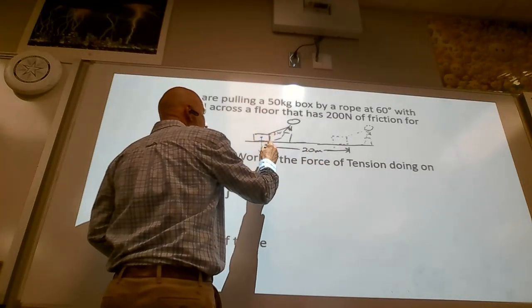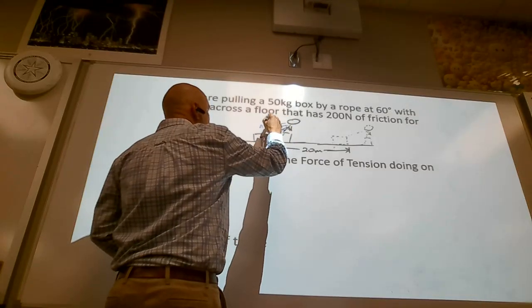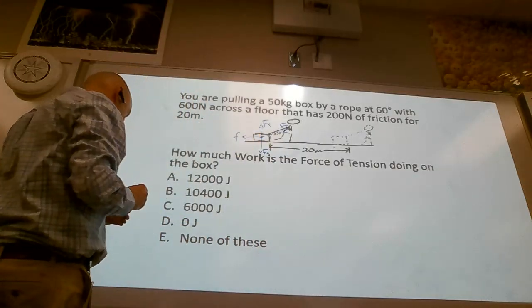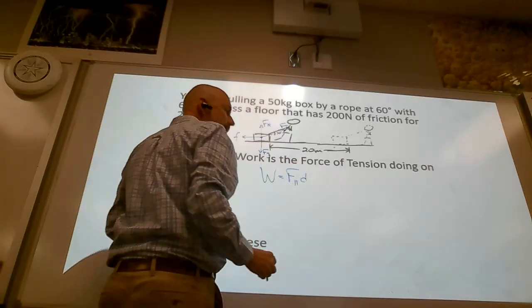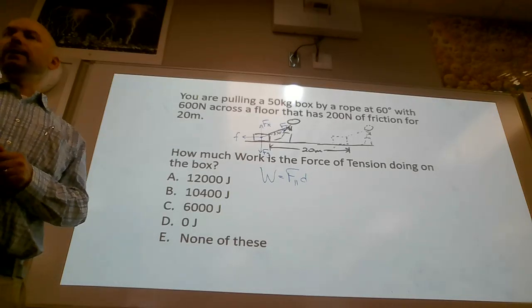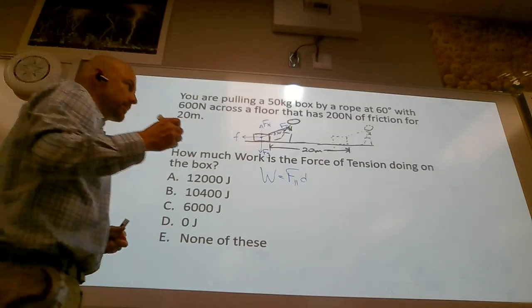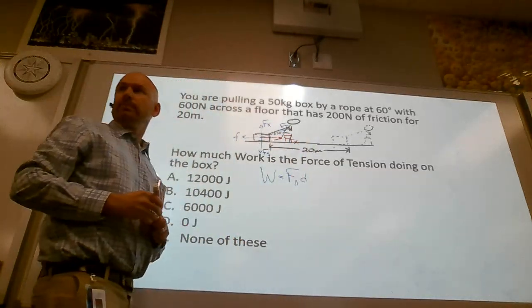So your free body diagram looks like this. Okay. So work is equal to force parallel times distance. Okay. What part of force of tension is acting parallel to the direction, the distance, or the way it's being moved? Yep, FTX. Does that make sense?